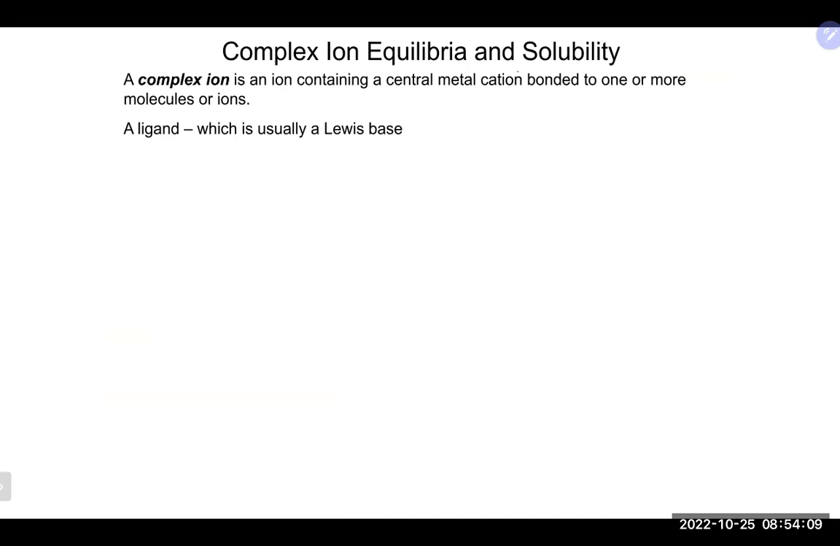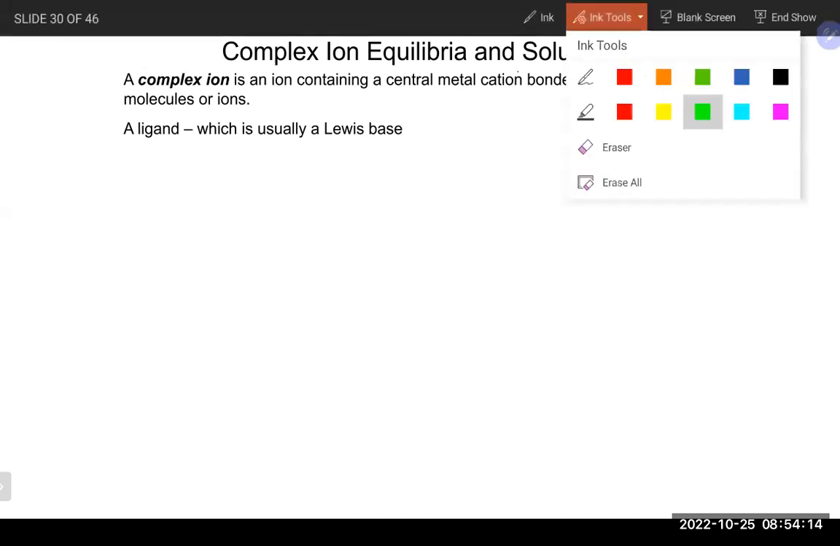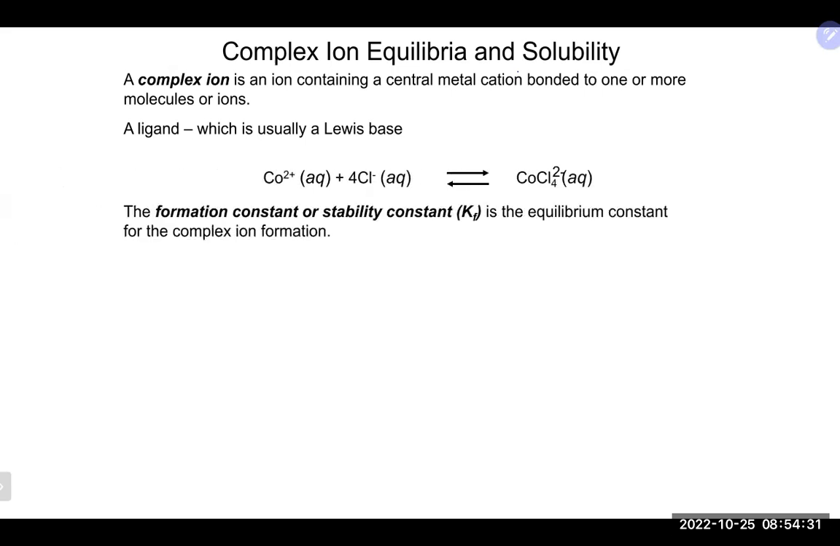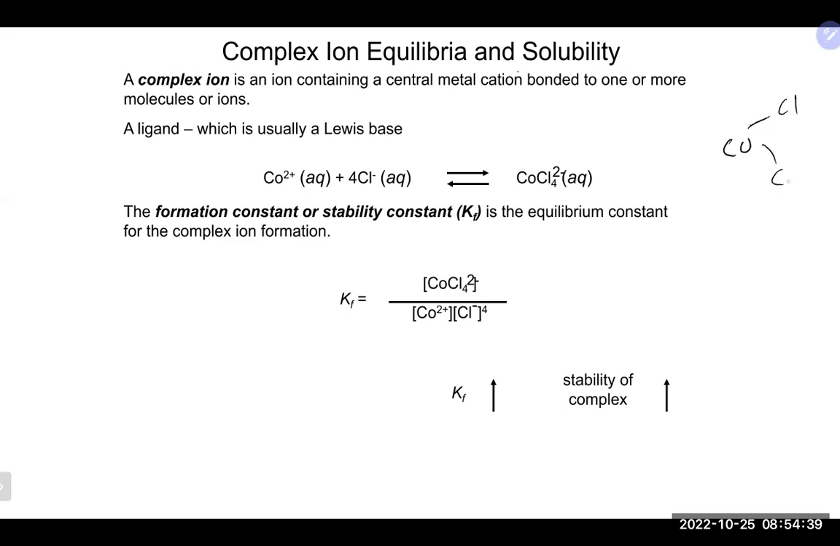The next thing that we're going to talk about is another type of equilibrium, and it deals with complex ions. Complex ions are usually a metal in the middle, a lot of times a transition metal, and they have a group of either ions or molecules attached to them, and those things are referred to as ligands. For example, here we have a cobalt in the middle, and attached to it are 4 chlorides, and it's a complex ion where the overall thing has a +2 charge.